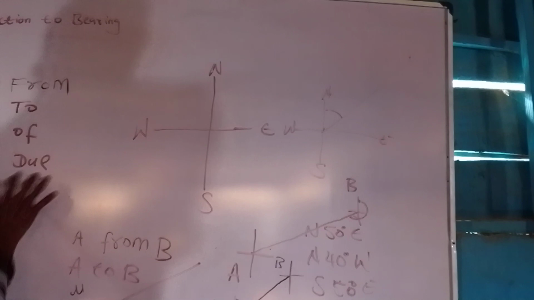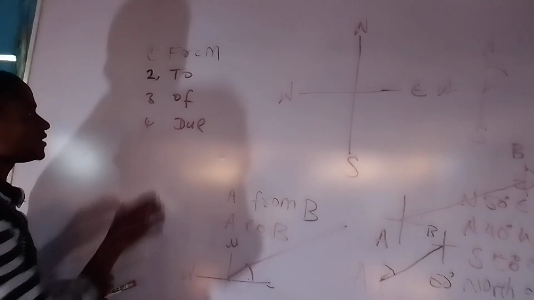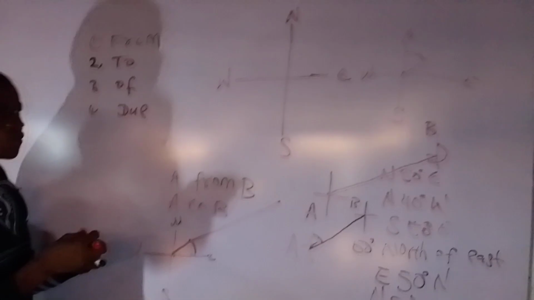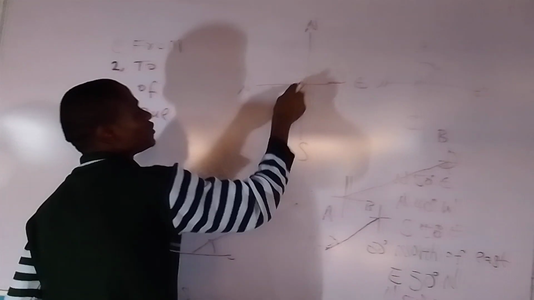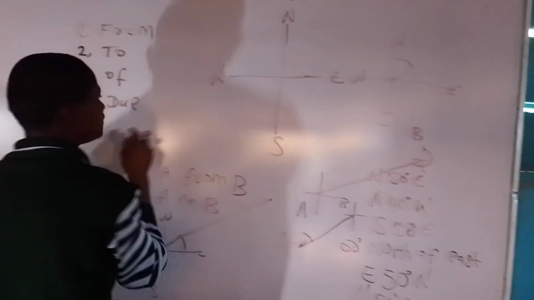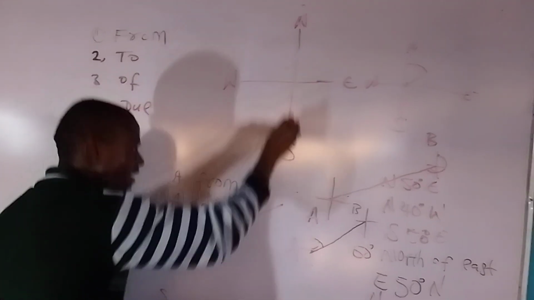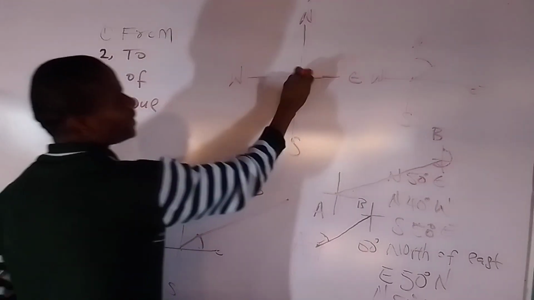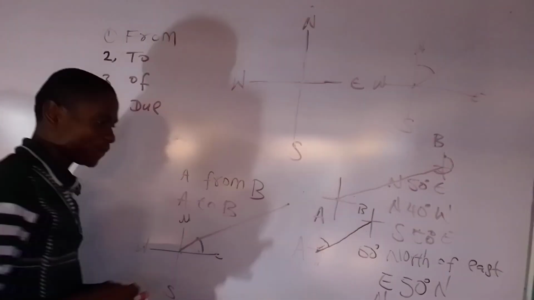Now, the last point we're going to consider is when they say due. When they say due north or due south, due north means move straight north. The bearing moves straight north. Due south, it moves straight south. Due west, it moves straight west. Due east, it moves straight east.